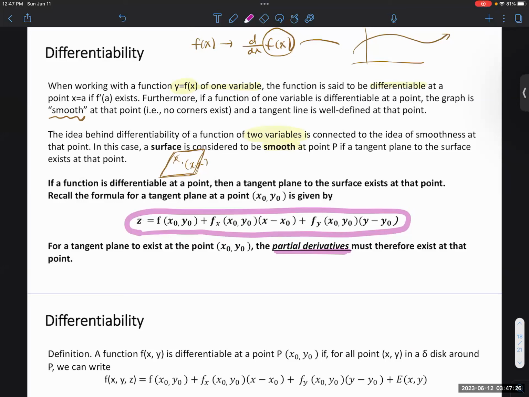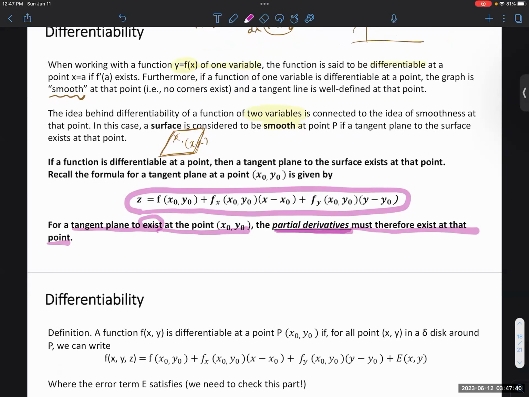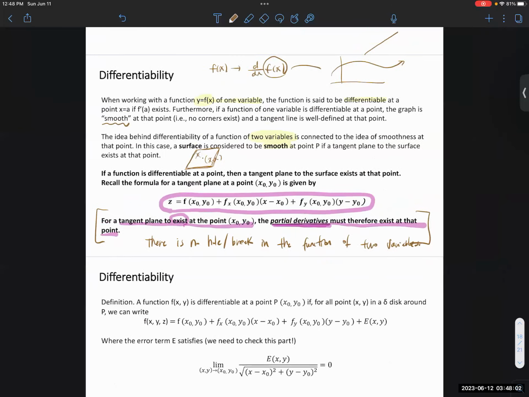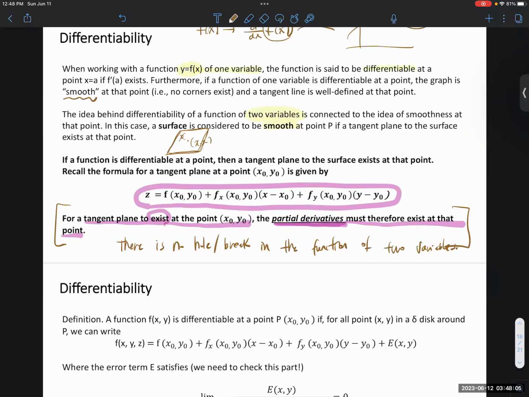We've been practicing how to take the derivative to find the equation of the tangent plane. But here, the tangent plane exists at that point. The partial derivative must therefore exist at that point, which means the function of two variables satisfies the condition that there is no hole or break. So it's the same condition as for one variable, which we talked about in calculus 1 and 2.